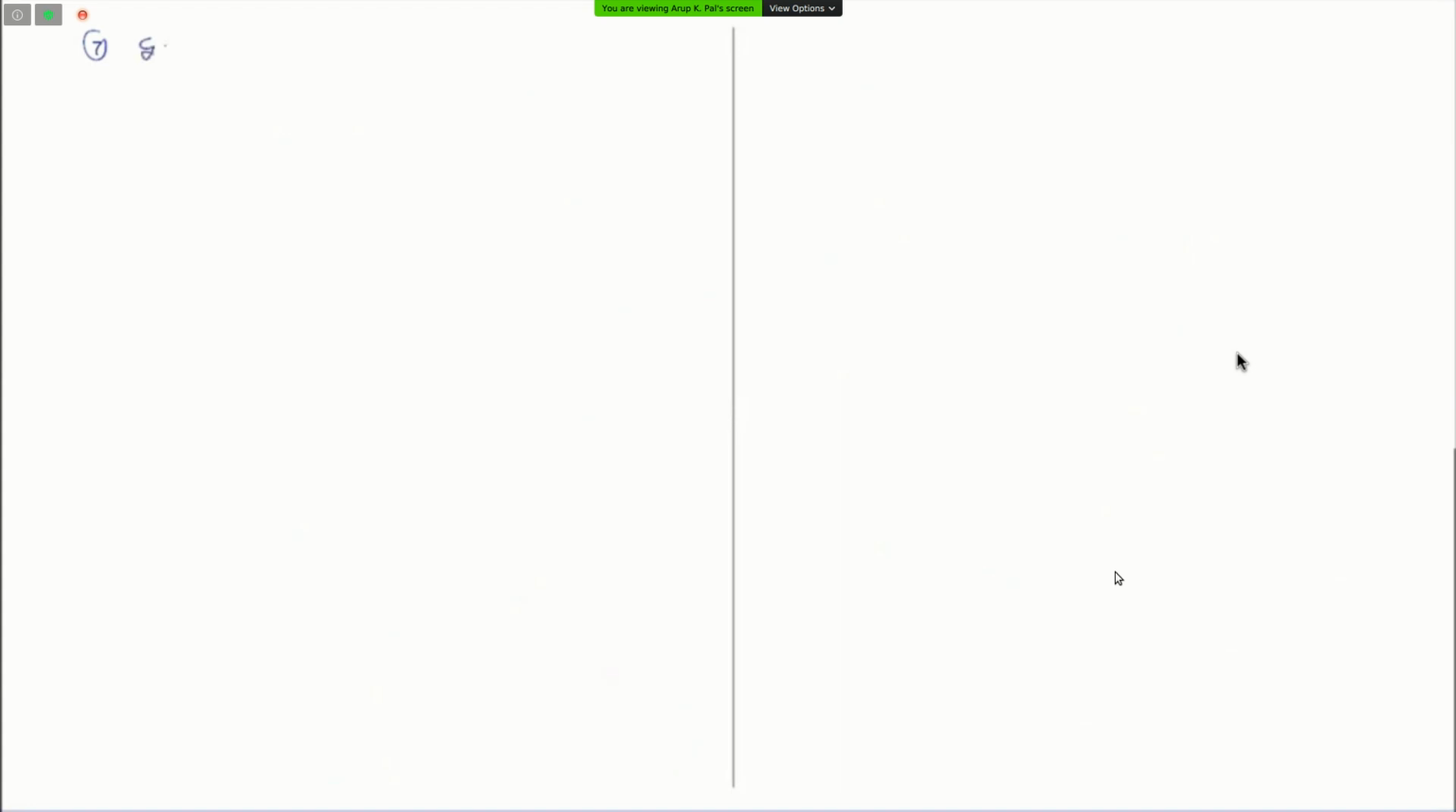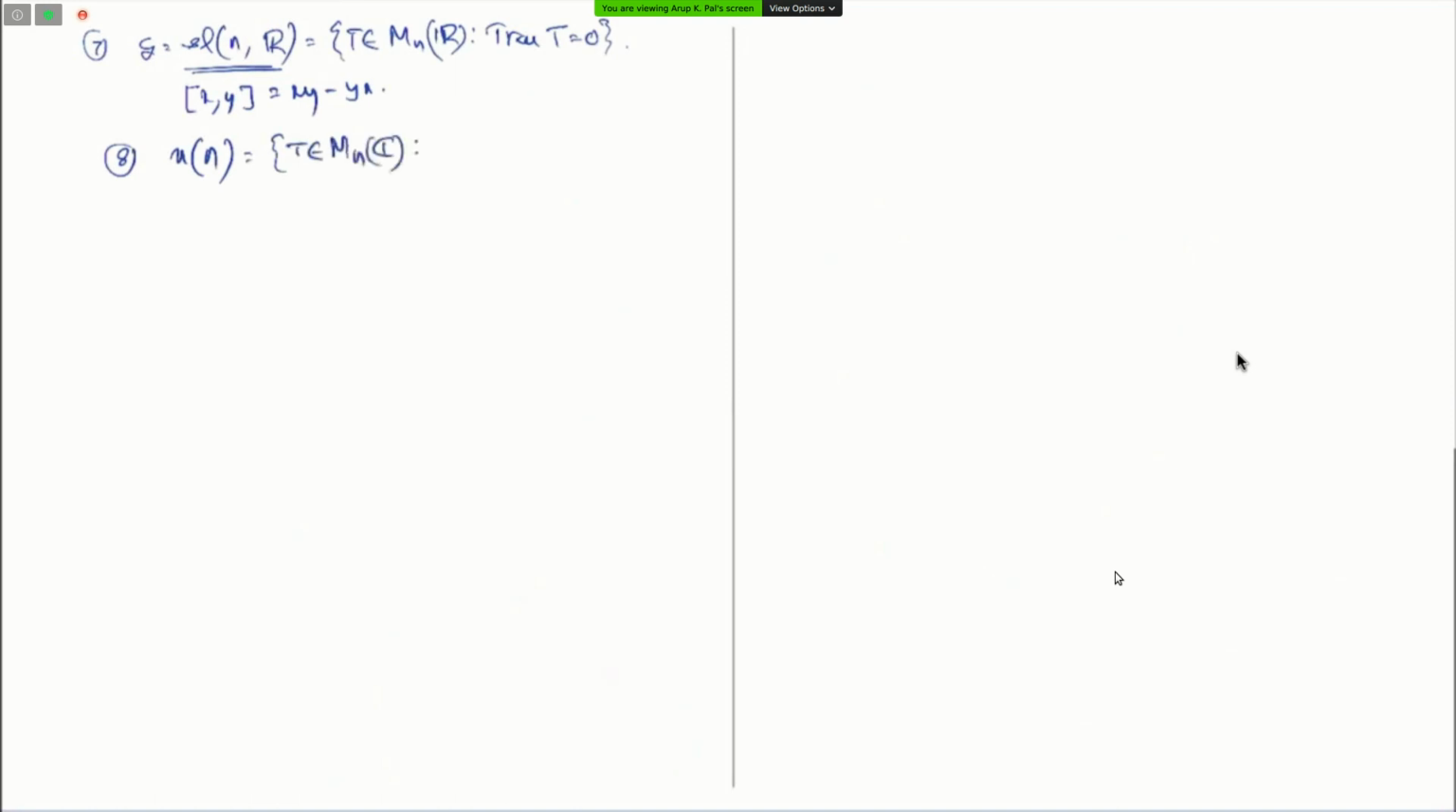The same thing, but you can do it with SLN R also. So here you will take matrices with real entries with the same condition. And then verify that this is also a Lie algebra, the operation is the same. Then unitary, small un. So what is small un? All those matrices in M N C such that, so skew symmetric matrices.